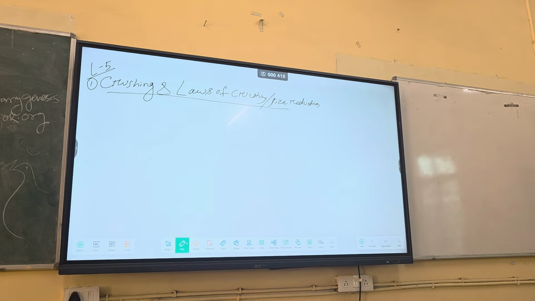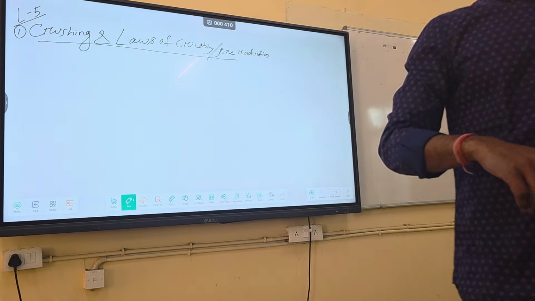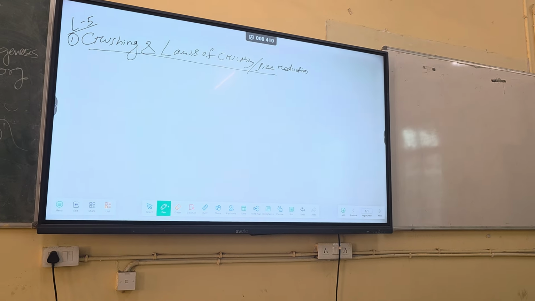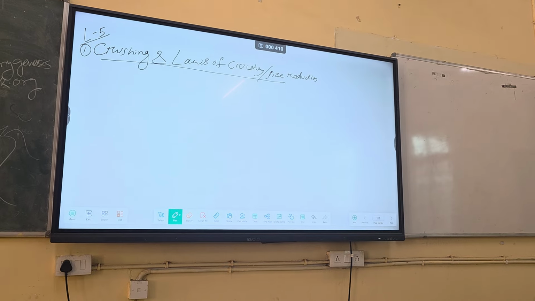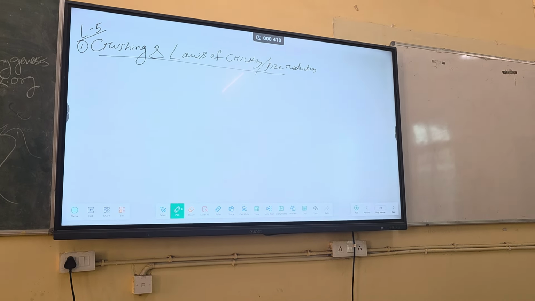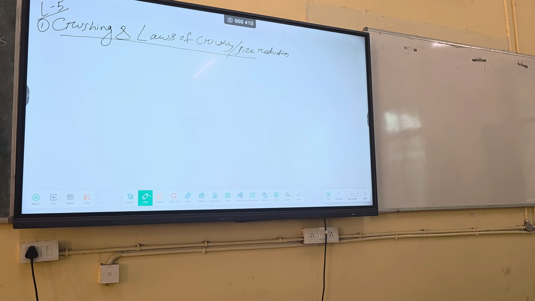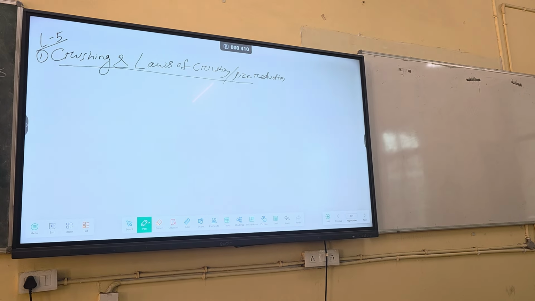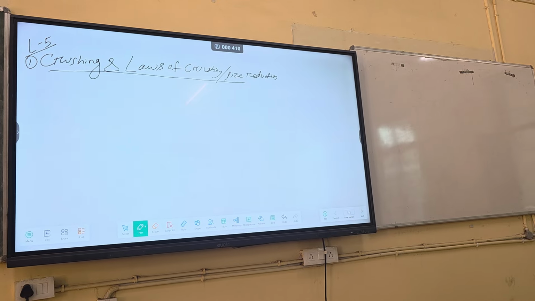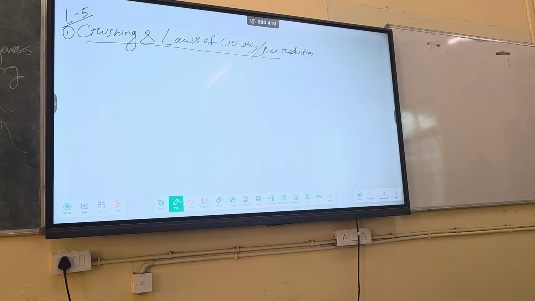How many of you remember? Can you tell me what is reduction ratio? Just hold on. What is reduction ratio? You discussed it in the previous class. What is reduction ratio? It is always greater than 1.